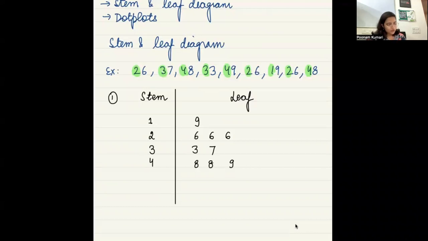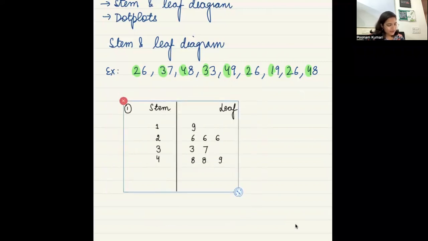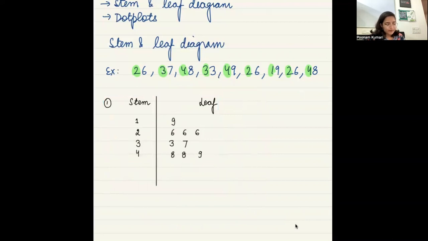Okay. So, and one more thing that you have to do whenever you make any stem and leaf diagram is you have to mention what is the stem and what are the leaves. So what is your stem? It is your 10th place digit, right?